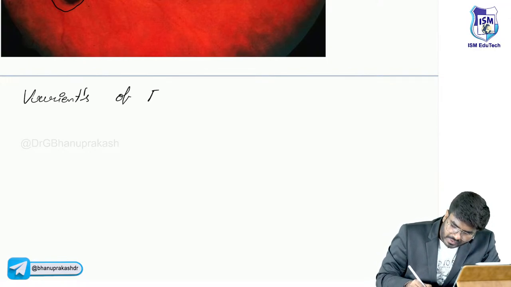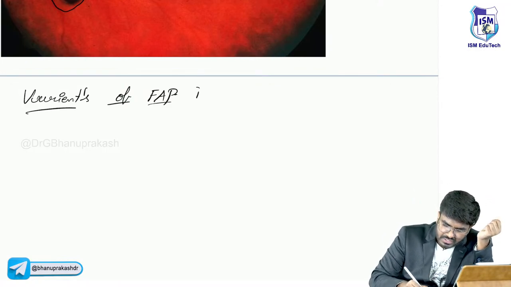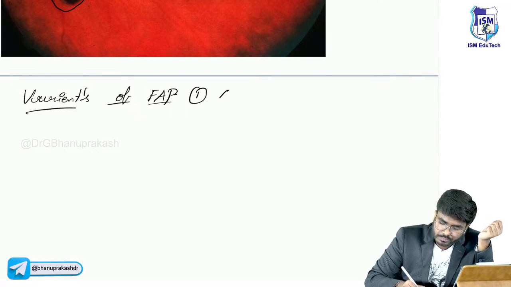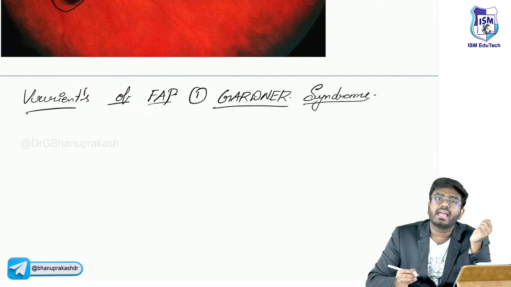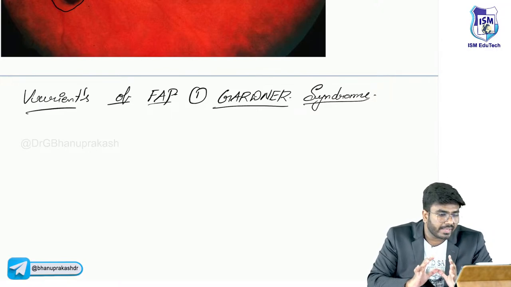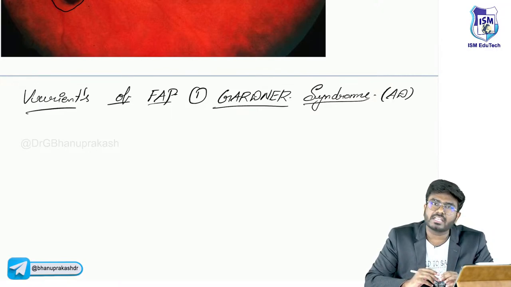Variants of familial adenomatous polyposis. What are they? The first variant is called Gardner syndrome. What exactly is this Gardner syndrome? It's a variant of familial adenomatous polyposis. It also follows the autosomal dominant inheritance pattern.